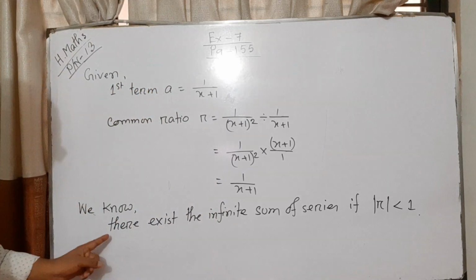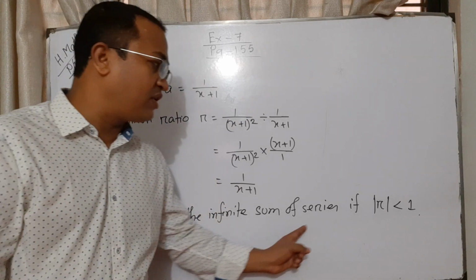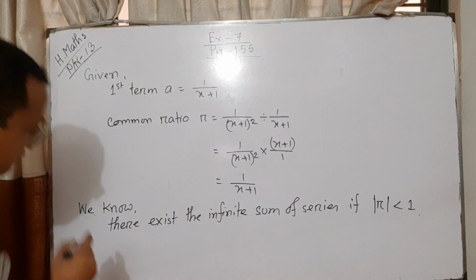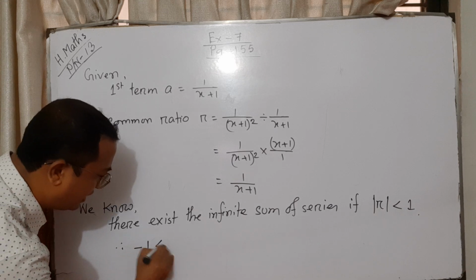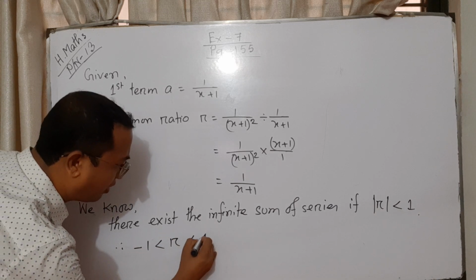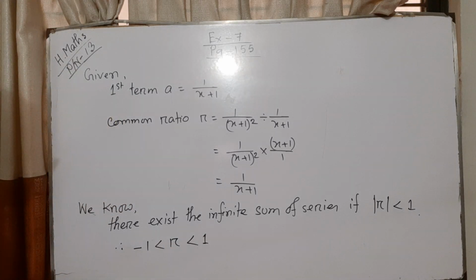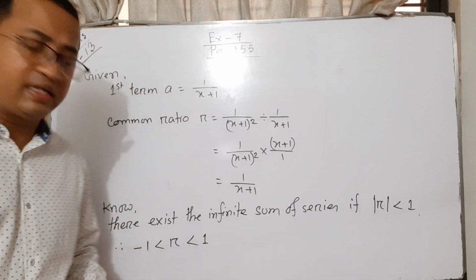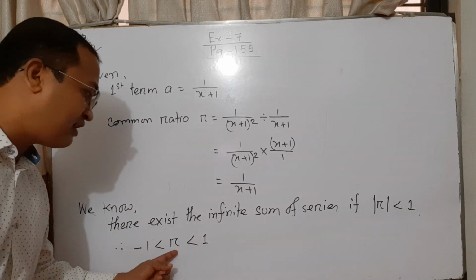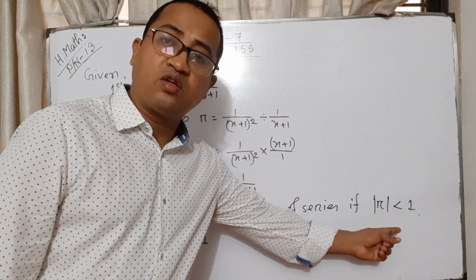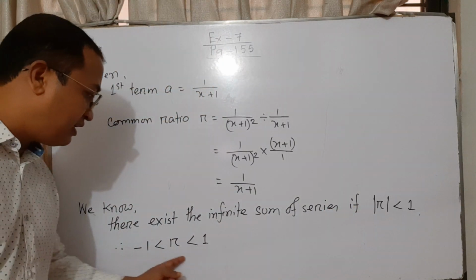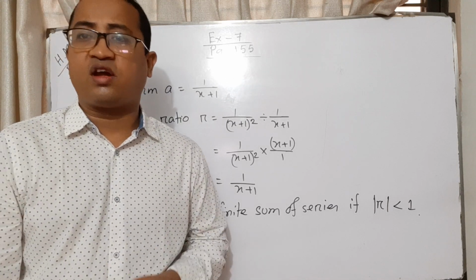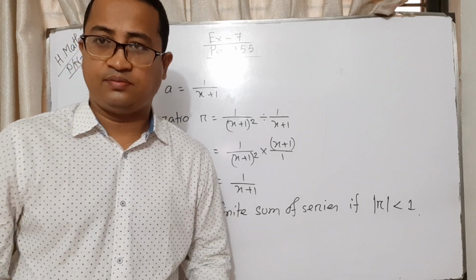Now we know the infinite sum of the series exists if modulus of r is less than 1. That is, minus 1 is less than r less than 1. Under this condition, we will get the infinite sum of this series. Modulus r is less than 1 means minus 1 is less than r less than 1. So we know the value of r. Now we can easily find the condition for x.